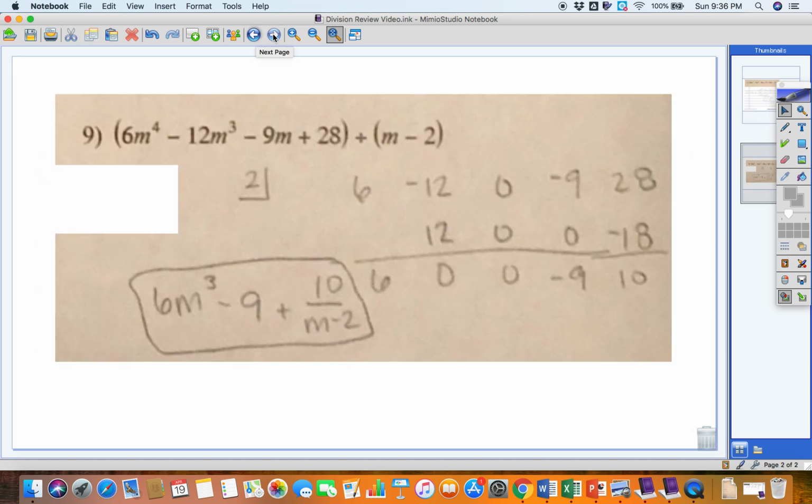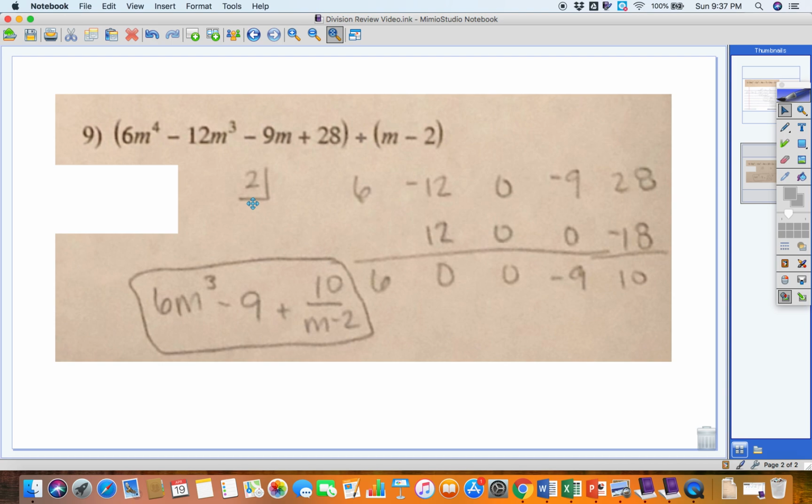And this one looks funny, but once you get the hang of it, it actually saves you some time. The first thing I want to look at here is the number inside the box, and that is if you set m minus 2, so your divisor, equal to 0, what you get when you solve, or it's just the opposite of this number. So here it's a negative 2, so here in the box it's a positive 2.